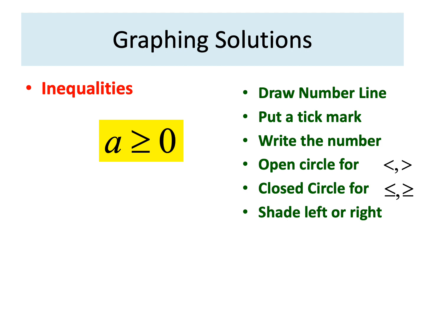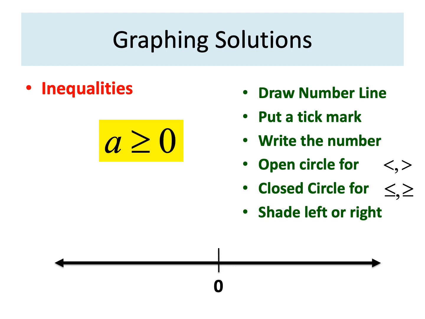All right, let's see. a is greater than or equal to 0. Number line, tick mark, 0. Okay, open or closed circle. Yeah, this one is a closed circle. That means we're going to include 0. 0 is greater than or equal to. It's equal to 0. So that means 0 is part of our solution set.